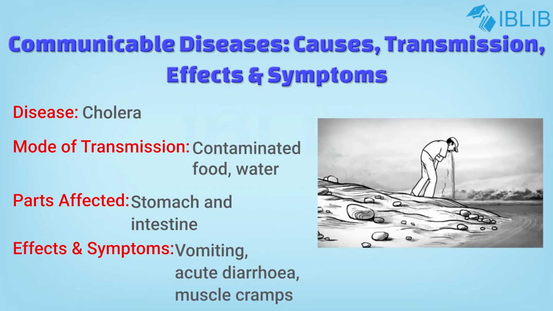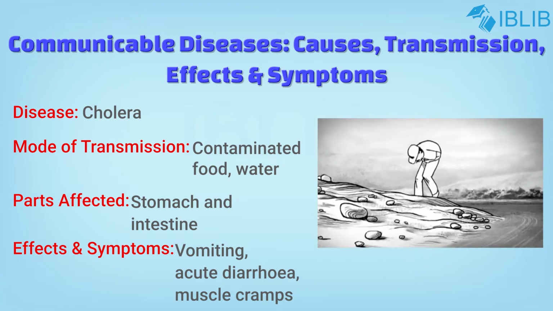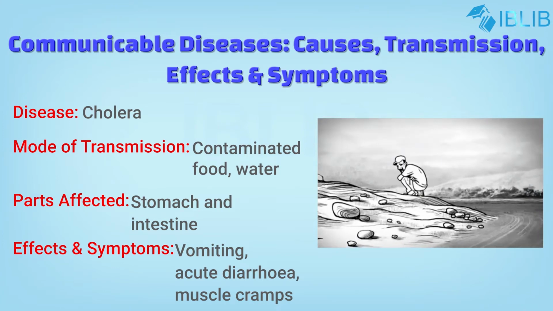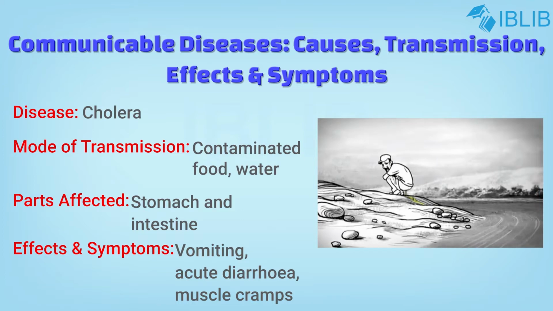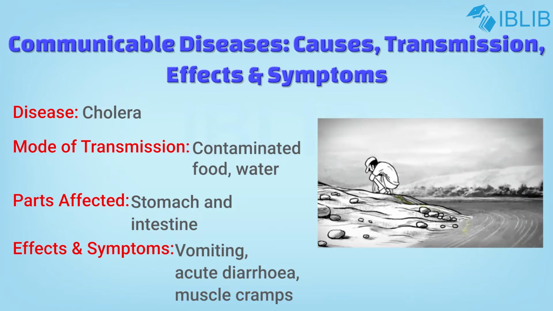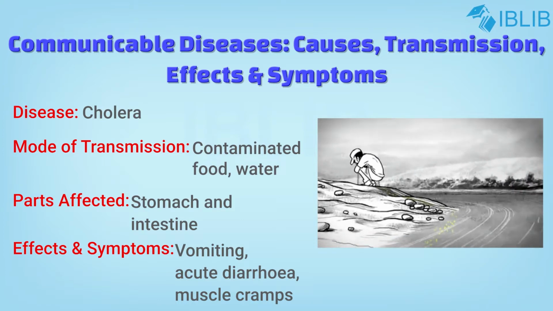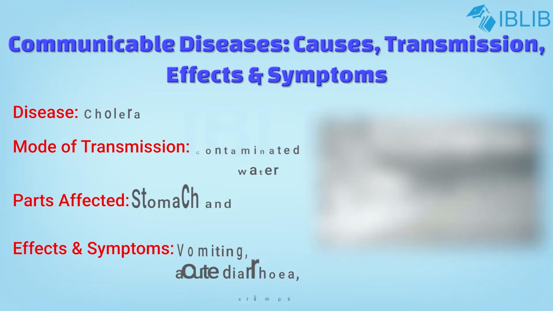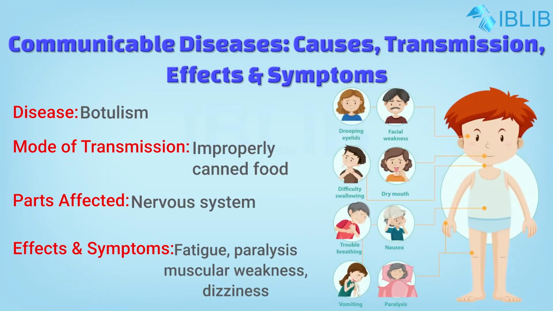Cholera. It is transmitted by contaminated food and water. It affects our stomach and intestine. The symptoms are vomiting, acute diarrhea, extreme thirst, muscle cramps. Botulism. It is transmitted by improperly canned food. It affects our nervous system. The symptoms are fatigue, dizziness, muscular weakness, and paralysis.